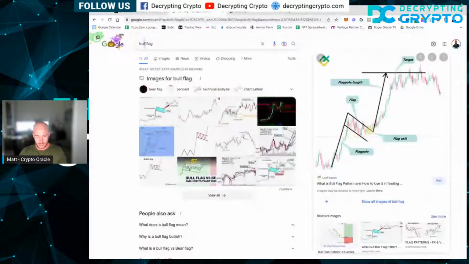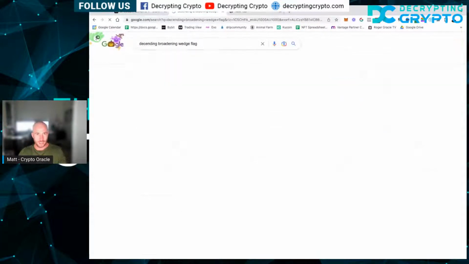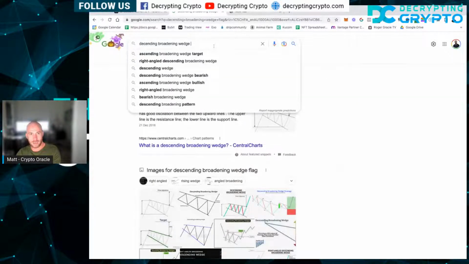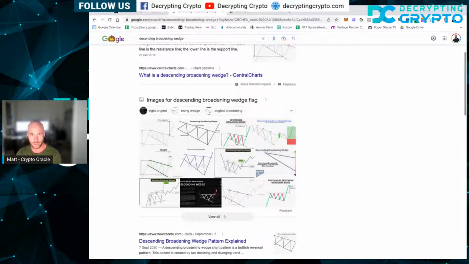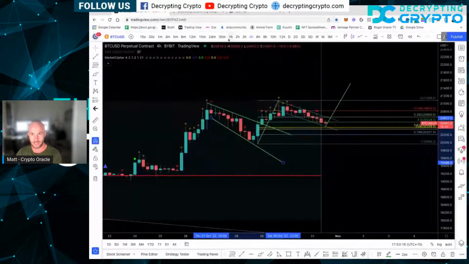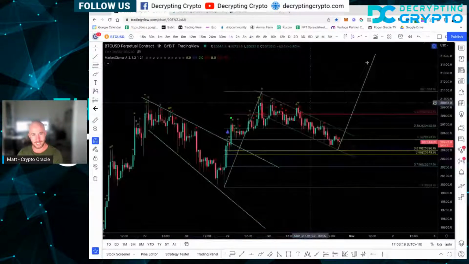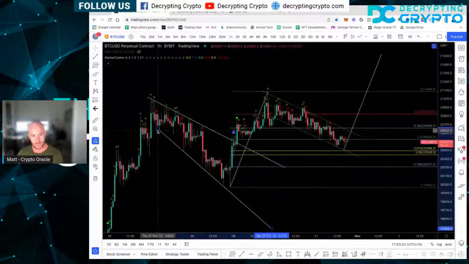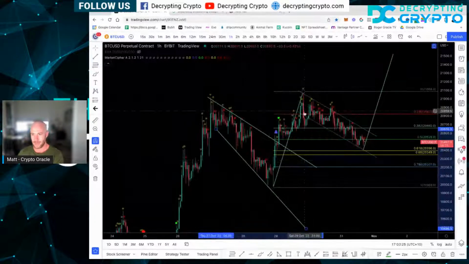So if we go with a descending broadening wedge, let's remove that. We can see that it's a very bullish pattern. A descending broadening wedge is a bullish chart pattern that shows a reversal. You've seen a couple of those patterns. If we go to the 1 hour, you guys probably get a bit more of an understanding and a look into some of these patterns. You can see the descending broadening wedge, and now we have a bull flag.